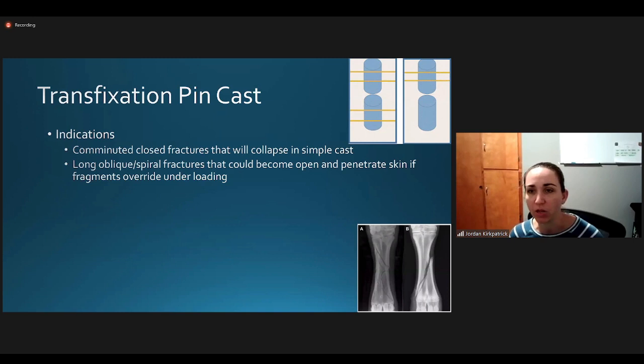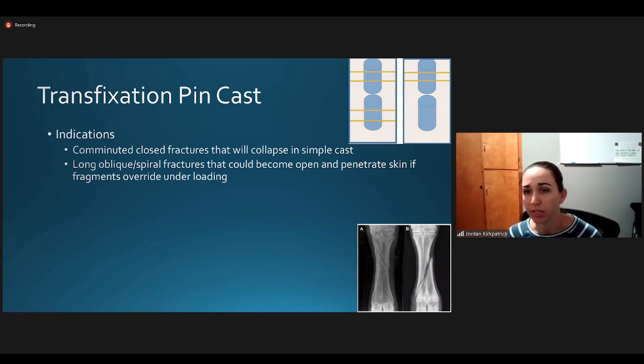Something else that can be used that's more common than the external fixators is a transfixation pin cast. So these can be used for comminuted closed fractures that would just collapse on themselves if it was a simple cast. So like this fracture in this image, if you just casted it, as soon as the animal stepped down, these fracture lines would continue to propagate, or this one here, it would continue to displace because there's no stabilization in either one of these fractures.